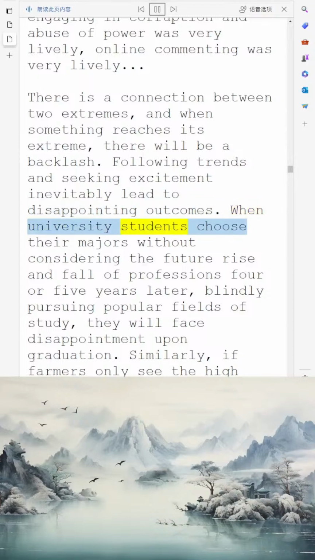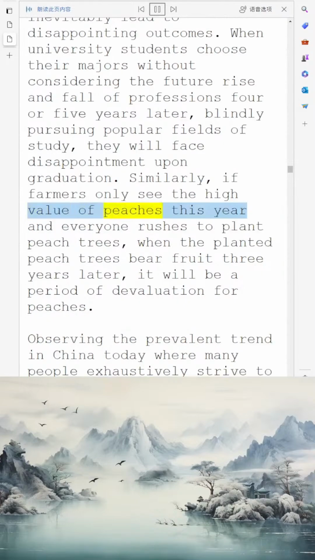When university students choose their majors without considering the future rise and fall of professions 4 or 5 years later, blindly pursuing popular fields of study, they will face disappointment upon graduation. Similarly, if farmers only see the high value of peaches this year and everyone rushes to plant peach trees, when the planted peach trees bear fruit 3 years later, it will be a period of devaluation for peaches.